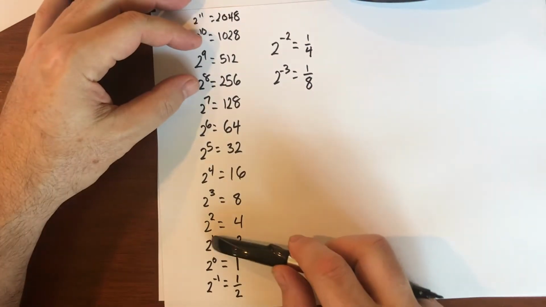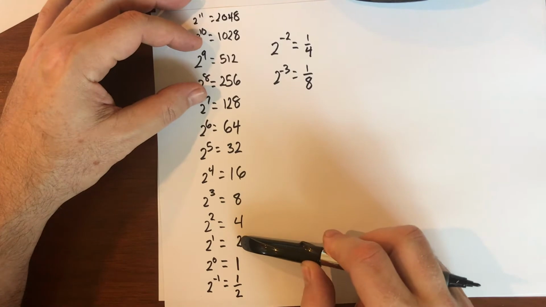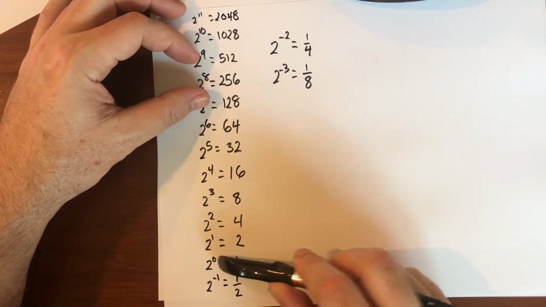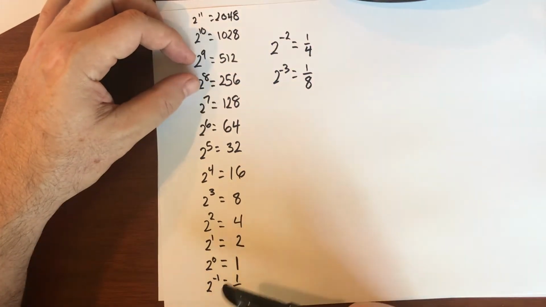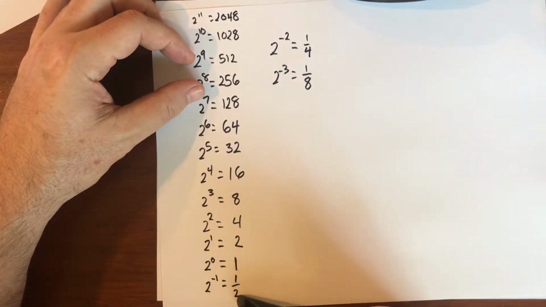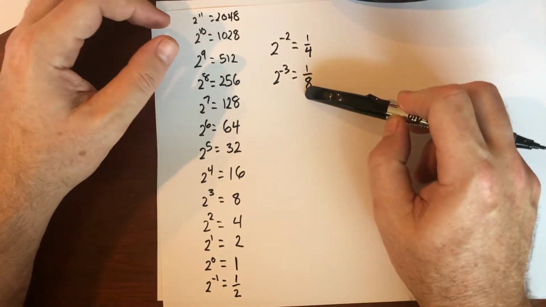First thing was that anything to the power of 1 is just that number. We found that anything to the power of 0 is just 1. And in this case, with the base of 2, anything to a negative power made a fraction, and each one went down by a half.